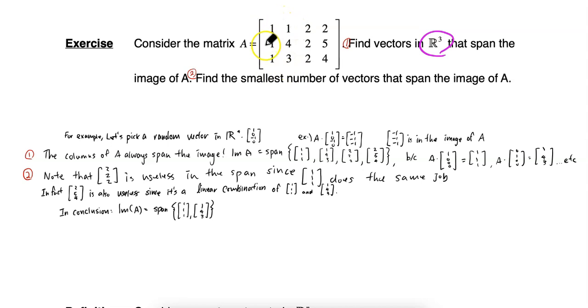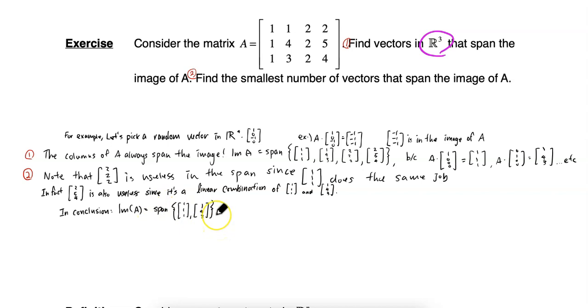Clearly they are both necessary because with (1, 1, 1) I would never be able to multiply by a scalar and get (1, 4, 3), obviously. So these two are necessary. So in conclusion, we can say that the image of A is the span of (1, 1, 1) and (1, 4, 3). The others are not incorrect here, but they are redundant information. This is the shortest span we can get.